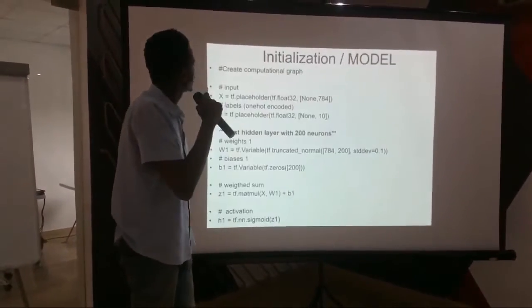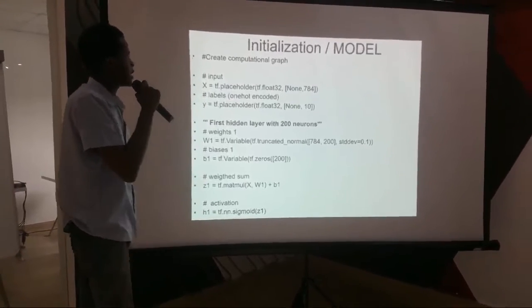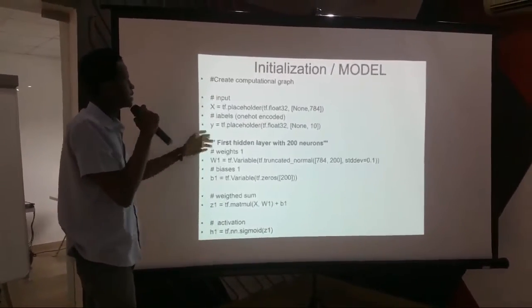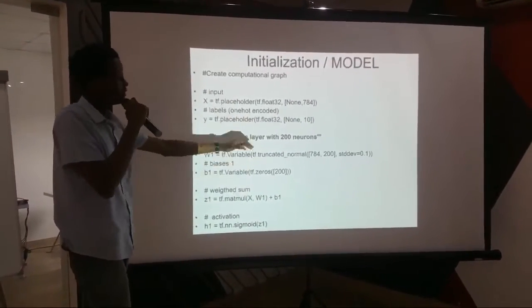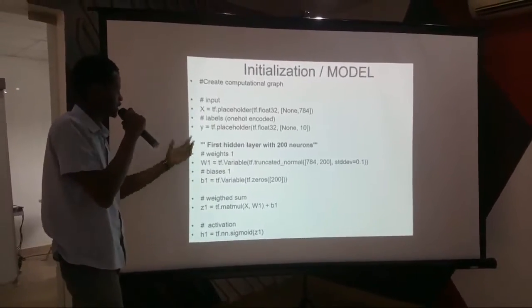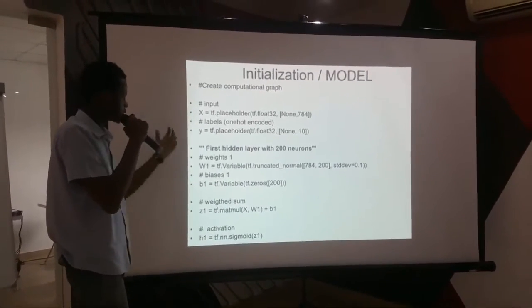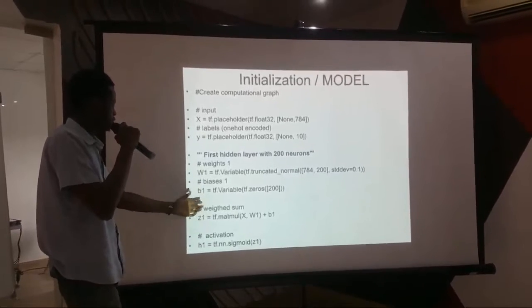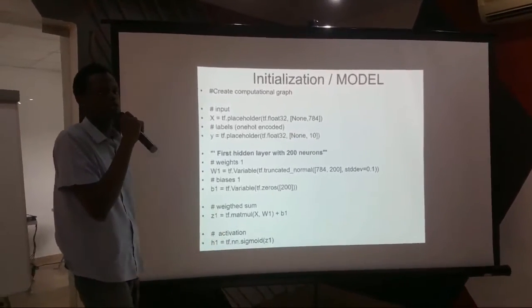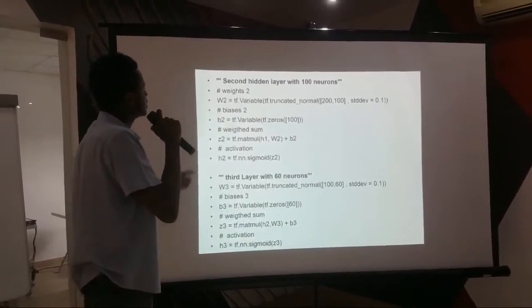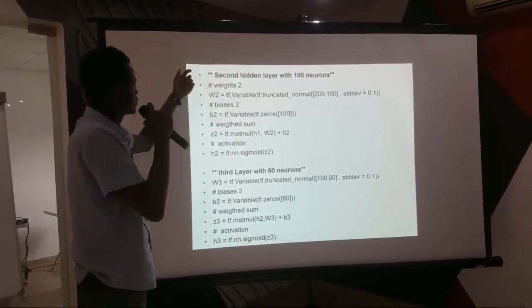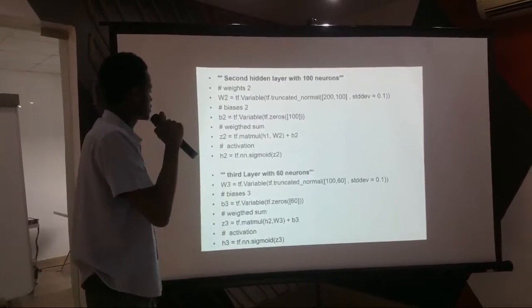Next slide. So yes, this is exactly the same thing that we did, but the only difference is that we had to initialize our layer. So the first layer we had 200 neurons. We did pretty much the same thing that we did. We completed our matrix multiplication, did our sigmoid function as we said. Next slide. Then did the same thing for the second layer, 100 neurons. Third layer, 60 neurons.